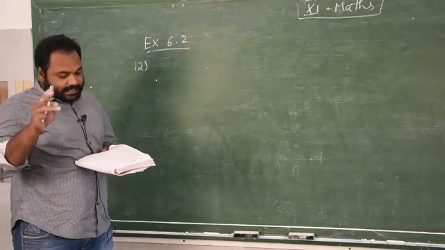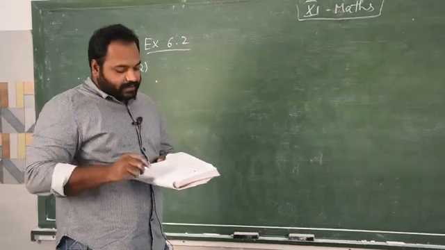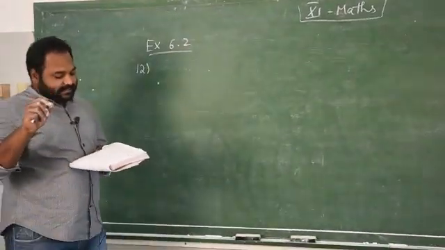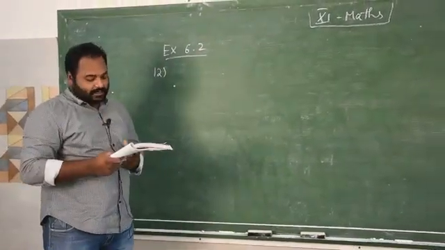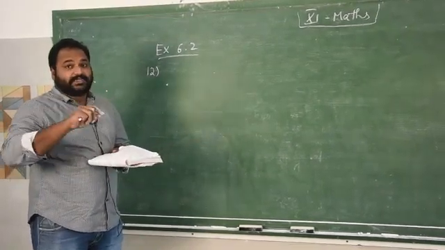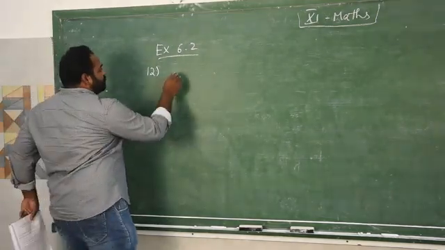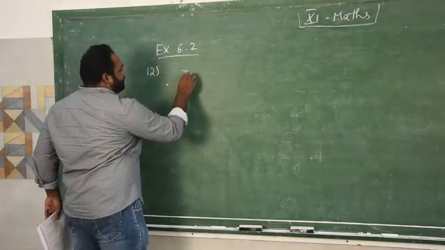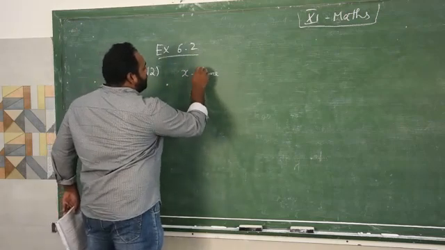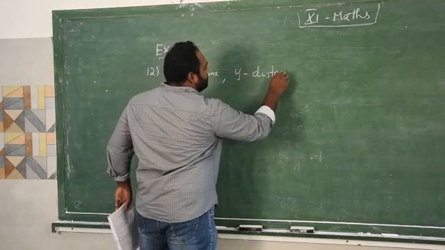Here they have given three subdivisions to find. Two informations are given: velocity and length. So here also we have to consider the distance and time. I am going to take x as time, y as distance.